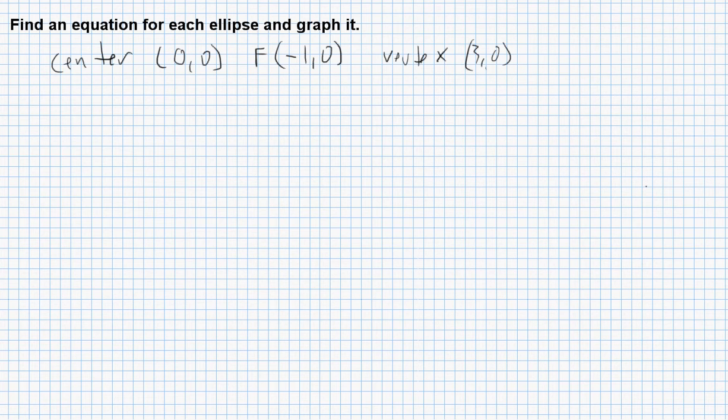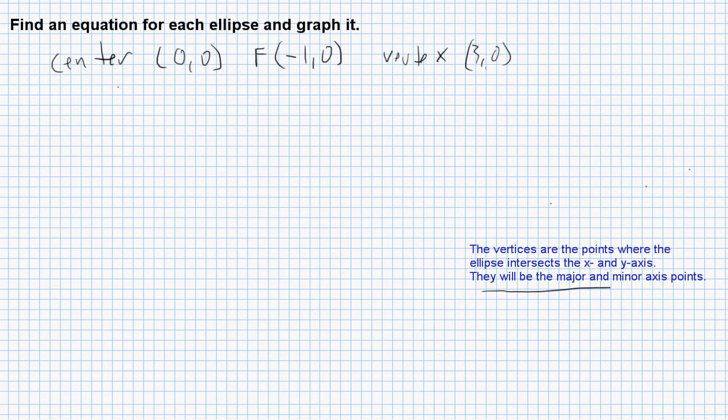Now remember what the vertices are. The vertices are the points where the ellipse intersects the x and y axis. They will be the major and minor axis points. So if I make a quick little sketch up here, here's an ellipse centered at the origin, more or less. Those points right there are the vertices for the major axis. These are the vertices for the minor axis. So we've been given one of those.